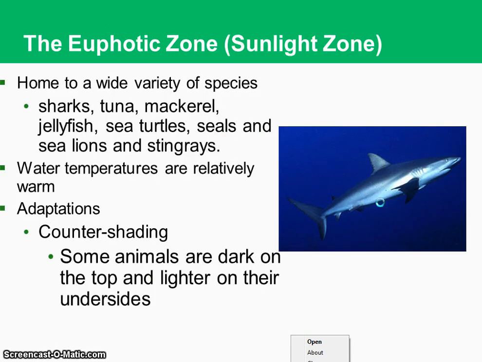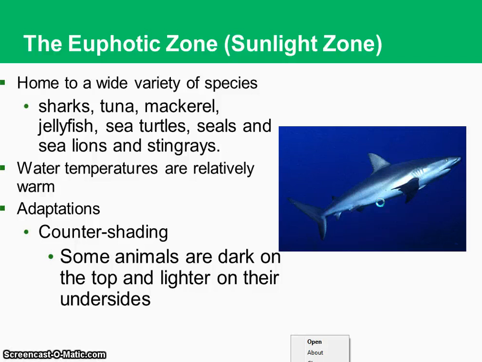Euphotic zone. Okay, now let's talk about some of the major characteristics of each individual zone. I kind of already did that, so I'll go fast. It's home to a wide variety of your nektonic species: sharks, tuna, mackerel, jellyfish, sea turtles, seals, sea lions, and stingrays. The water temperatures are relatively warm. And remember, I told you also that they have high dissolved oxygen up in this layer as well.